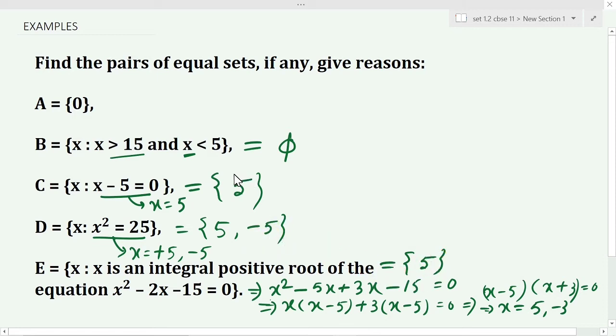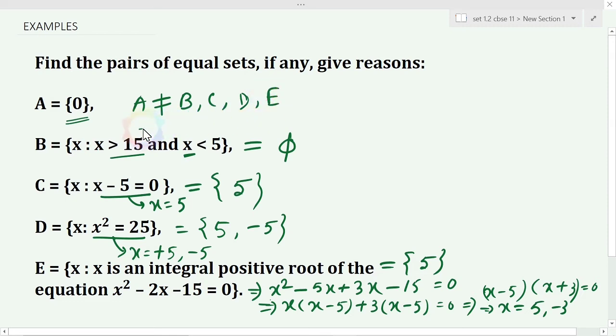Now E equals 5. Now look at the sets. A contains only 0, B contains no elements, C contains 5, D contains 5 minus 5, E contains 5. So none of these sets except A contains 0. So A is not equal to B or C or D or E.